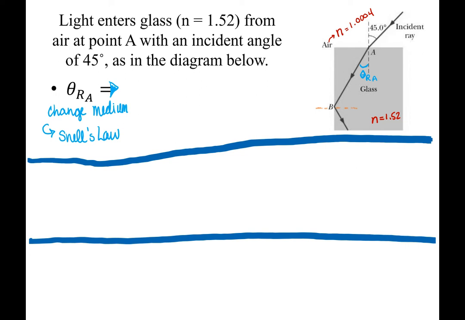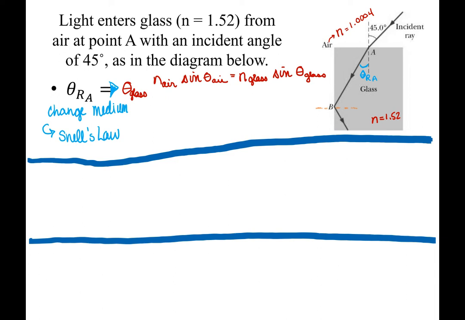Now, what we would do, and how I typically do it, is instead of calling it incident or the starting material and the refracted material or the ending material, I tend to just use the name of the material. So I'm going to say that n for air times the sine of the angle in the air is going to equal n for the glass times the sine of the angle in the glass. And the theta R at A is going to be the theta of the glass.